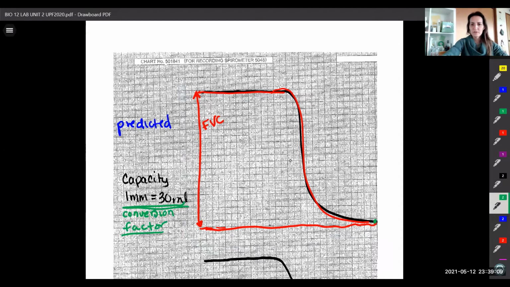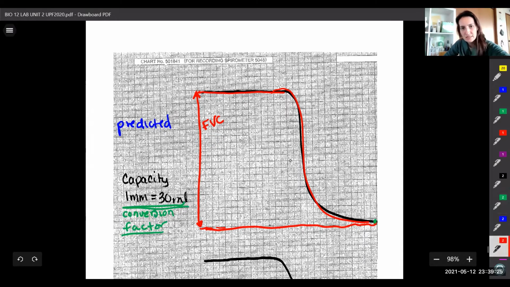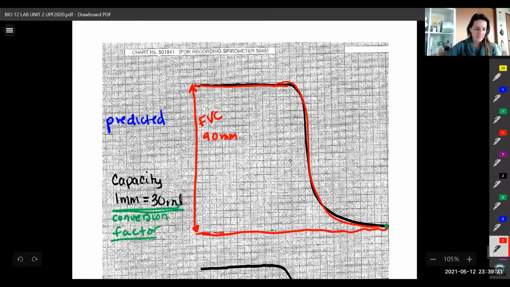All right, so we're using our baseline here for the expiration and our FVC. I took a ruler and measured the height here on the paper, and what I measured was around 90, let's change colors again. I just read 90 millimeters in height. Blowing this up a little bit, 90 millimeters.